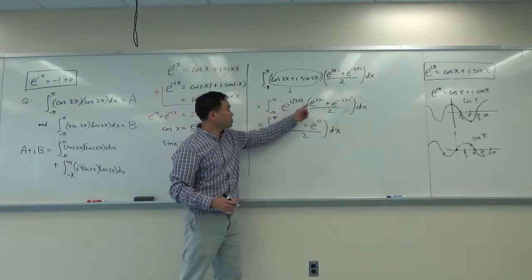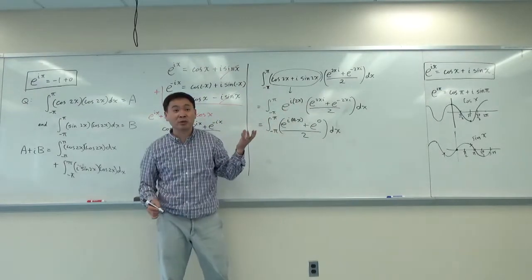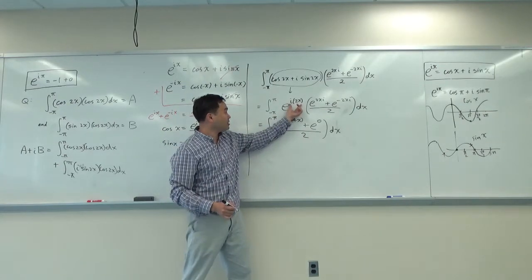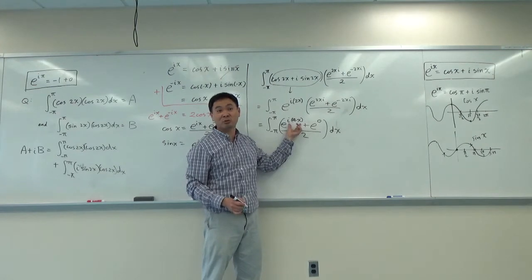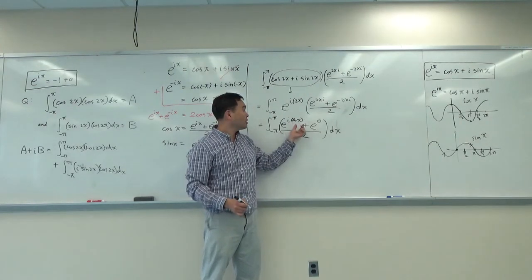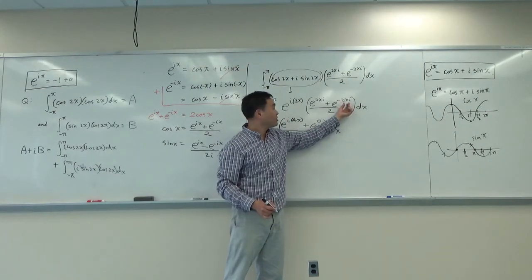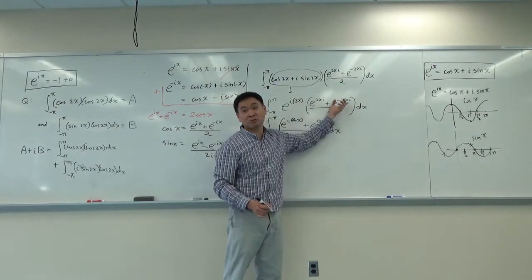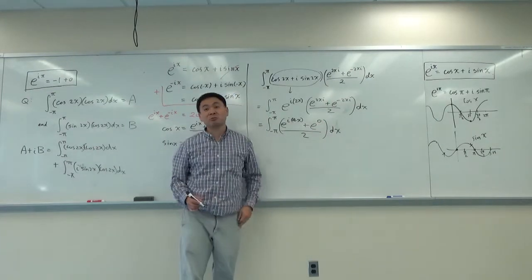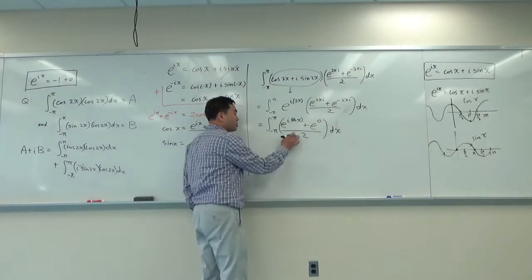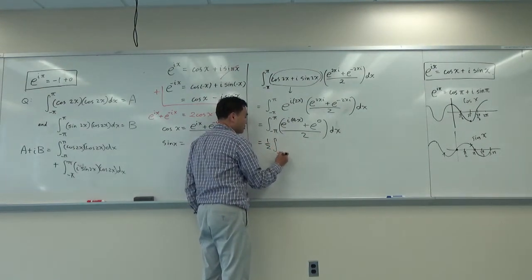So when you multiply two things with the same base, the exponents add up, right? So if I have i times 2x plus i times 2x, what happens? Yeah, i times 4x, because 2x plus 2x is 4x, right? And then i times 2x plus negative 2xi, in that case 2x minus 2x, what's that? It cancels and gets 0, right? But what is e to the 0th power? 1.